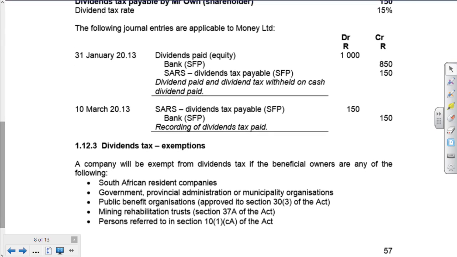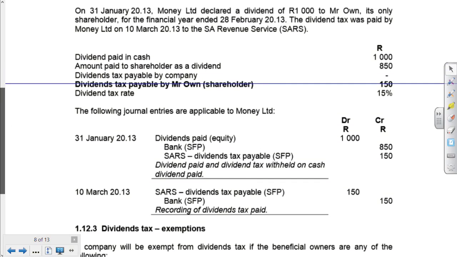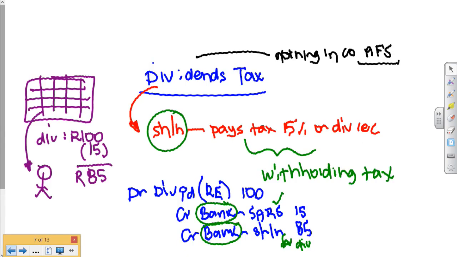Okay, so you'll see here what they talk about the exemptions. South African companies are exempt, governments are exempt, public benefit organizations, mining rehab trusts, and persons referred to in section. So those are not things that you need to be aware of. Maybe in tax you deal with it. But we're talking about individuals here, when you pay to your individual shareholders. All right, so that's dividends tax.